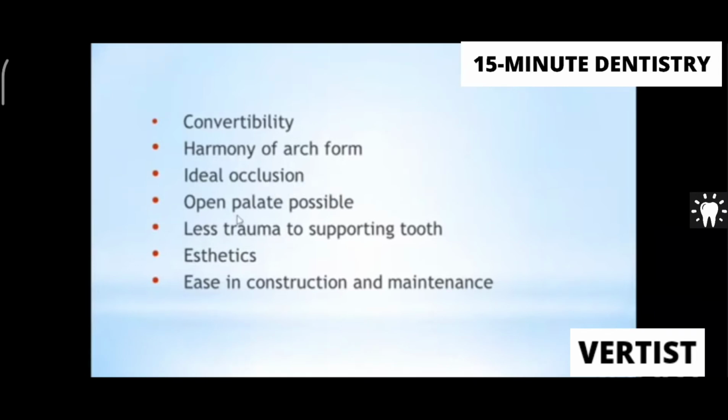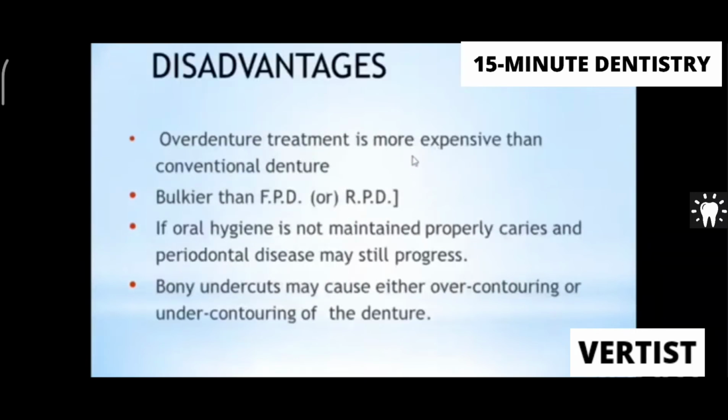You can give the ideal occlusion. Open palate is possible because basically you are retaining this with some kind of attachment. So you can give the palateless denture. Less trauma to the supporting tooth. Aesthetics, because it has the same arch form, you are maintaining the arch and all, so aesthetics can be given better, and ease in construction.